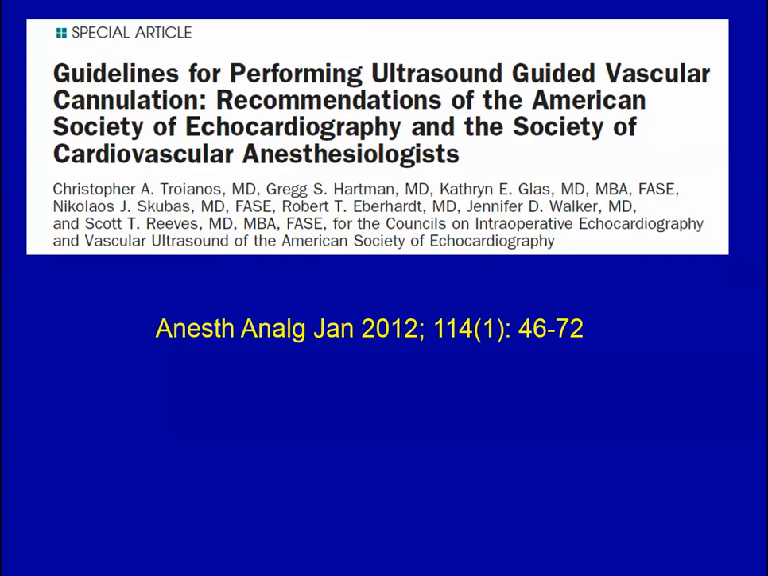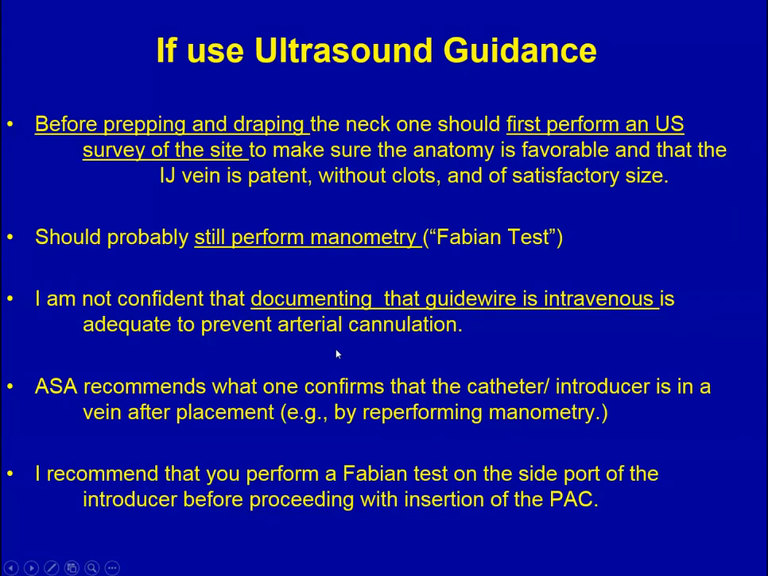Of course, ultrasound guidance is now the standard of care, as summarized in this paper from the Society of Cardiac Anesthesiologists. But I recommend that before prepping and draping the neck, one should first perform an ultrasound survey of the site to make sure the anatomy is favorable and that an internal jugular vein is patent, without clots, and of satisfactory size. I think you still should perform manometry, and I am not confident that documenting that the guide wire is intravenous by ultrasound is adequate to prevent arterial cannulation.